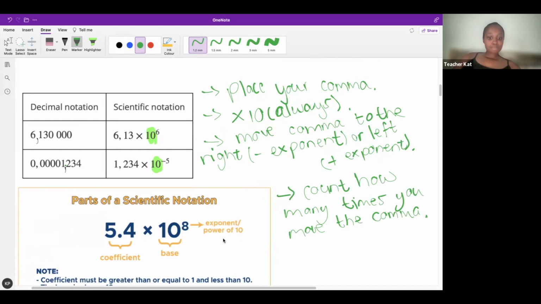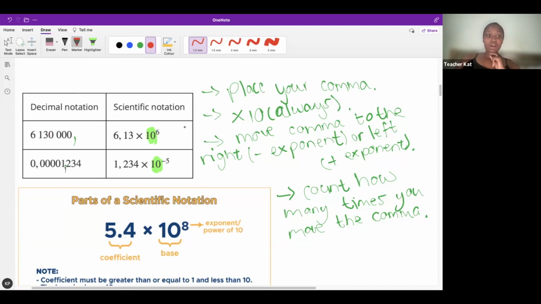Ma'am, I wanted to ask, you see the first one where it says 6.13 times 10 to the power of 6. Ma'am, how is it to the power of 6? Does it go with the number of zeros to get the power? No, remember I said, Tali, if you don't see the comma, it's at the end of the number, right? Which means it was over there. Do you see it? Yes. Ma'am, how did we get the 6?